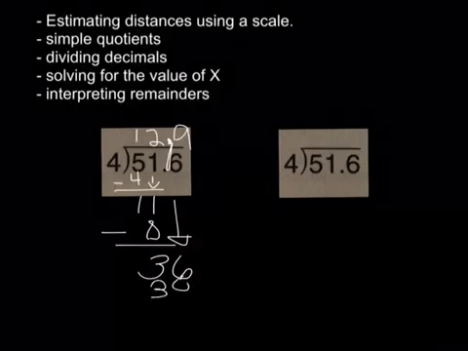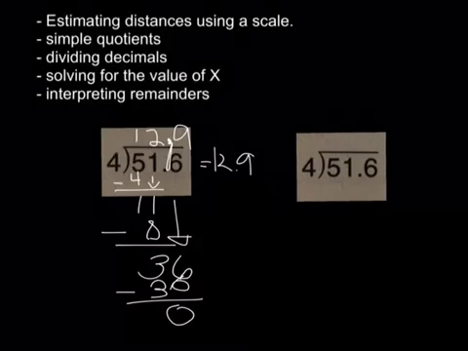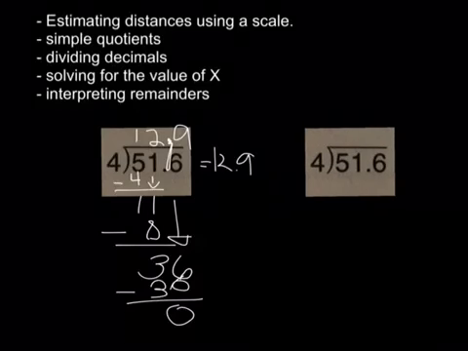So there's 36, and we have now 0 at the bottom. So our answer is 12.9. Okay, let's try working with this one right over here. Please pause the video and do this one using partial quotient. Okay, go ahead, pause the video.